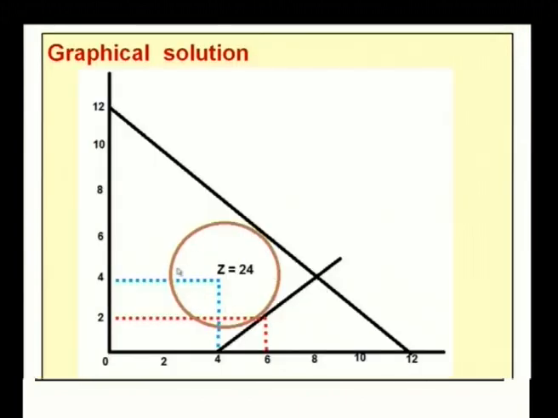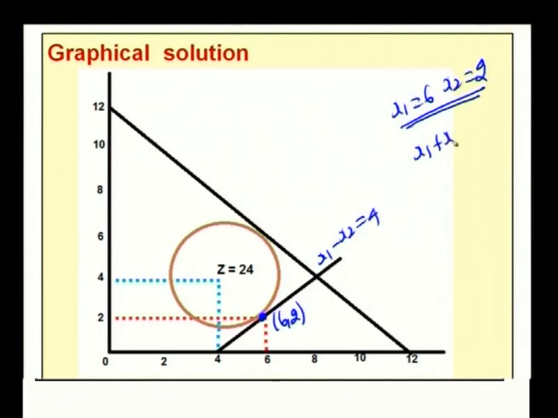So, the tangent of this circle to the line x1 minus x2 equal to 4 is at the point (6, 2). Now, x1 equal to 6 and x2 equal to 2 satisfies both the given constraints. The first constraint is x1 plus x2 less than or equal to 12. So, 6 plus 2, 8, is less than or equal to 12. Therefore, the first constraint is satisfied for this value.